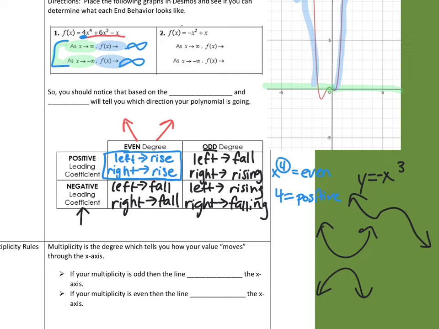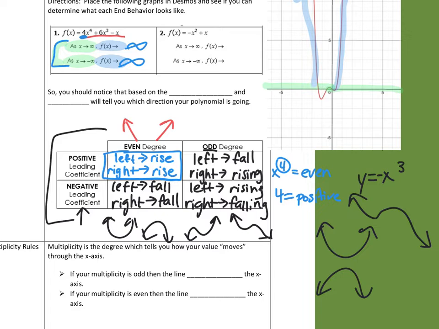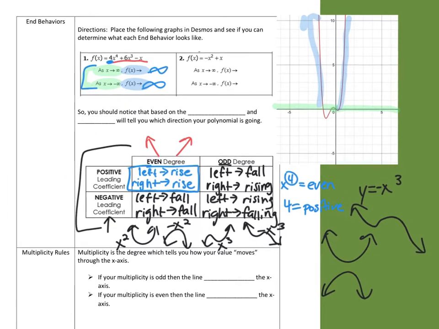Okay, so this little chart, honestly, if you can't memorize things, if you've just kind of reached your max on memorization, just draw your U's and your basic cubic functions, okay? So I know that this is x squared, negative x squared, x to the third, negative x to the third. If you need to draw that, go ahead and do it.